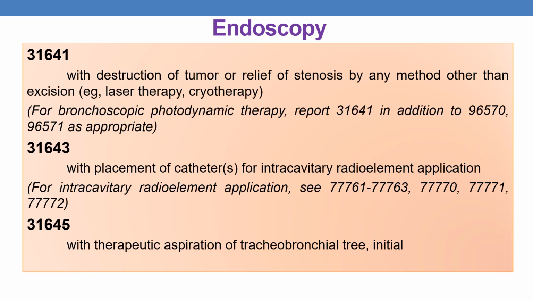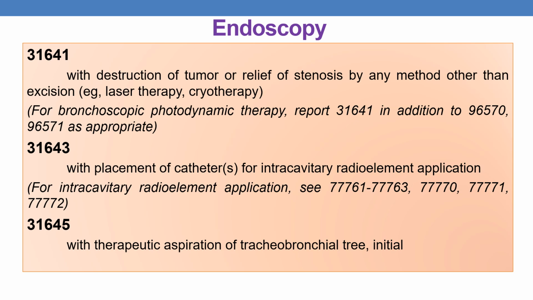The next CPT is 31641. It deals with bronchoscopy rigid or flexible with the destruction of tumor or relief of stenosis by any method other than excision. For example, laser therapy, cryotherapy, etc. And for bronchial photodynamic therapy, report 31641 in addition to 96570 and 96571 as appropriate.